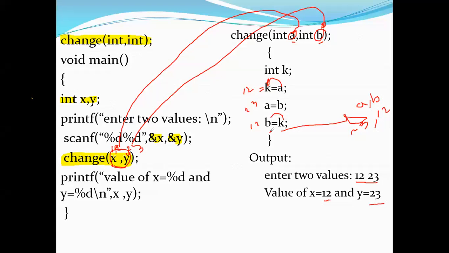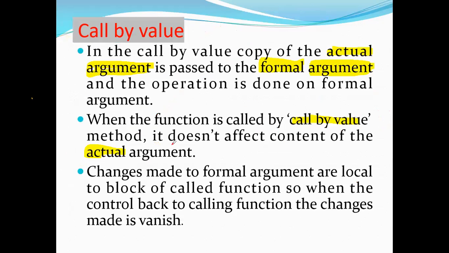If you use a printf statement here with the formal arguments A and B, %d, comma A and B, then it prints the value. A is 23 and B is 12. But these A and B values will not be copied back to X and Y. That is the meaning of call by value.